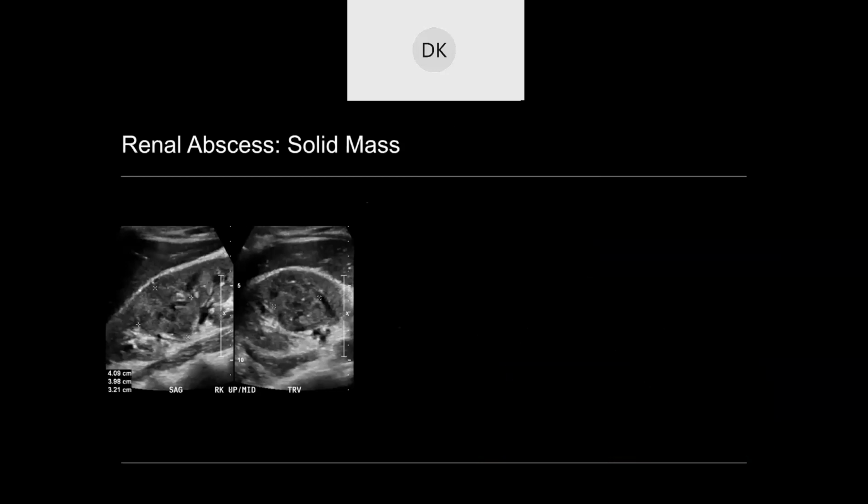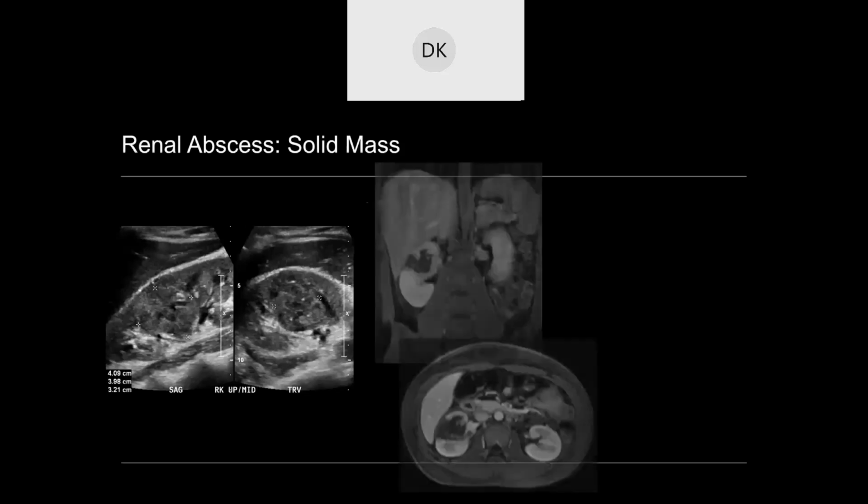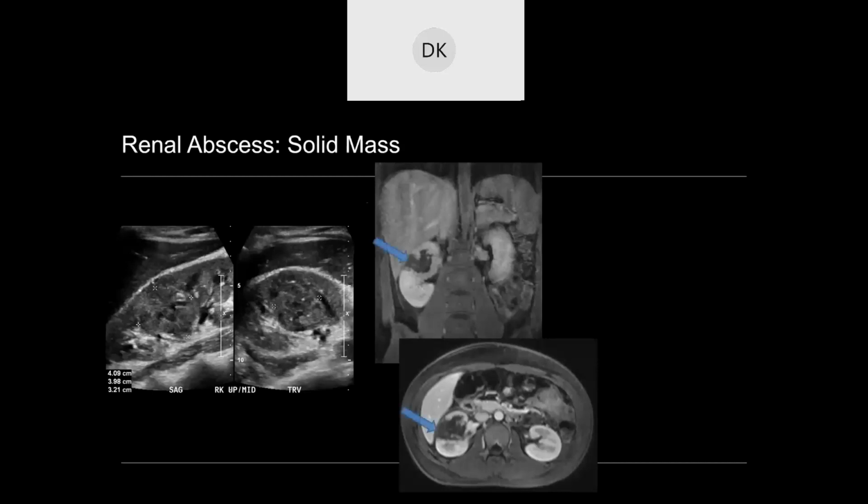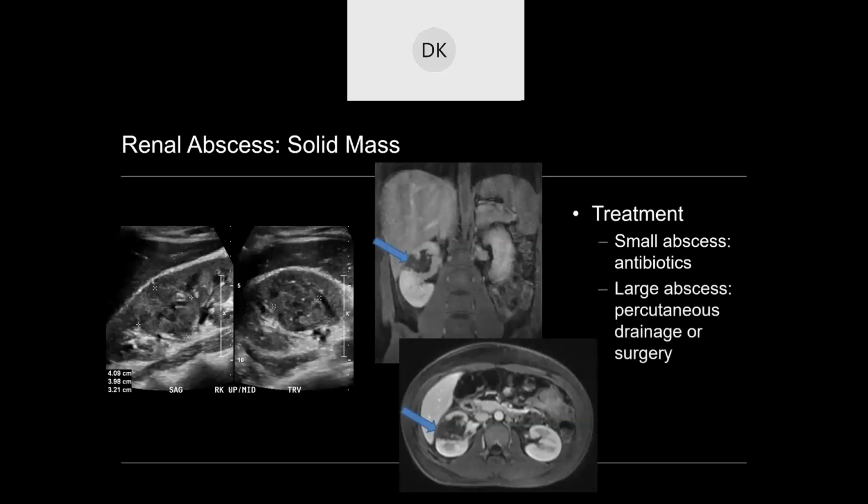Much easier to see there when we add calipers. And the patient had an MRI that just confirms that there is actually a non-enhancing abscess there. If this was a mass, it would show some more solid mass-like enhancement. So for treatment for renal abscess, the small abscesses can often resolve just with antibiotics, but larger abscesses will require percutaneous drainage or surgery.